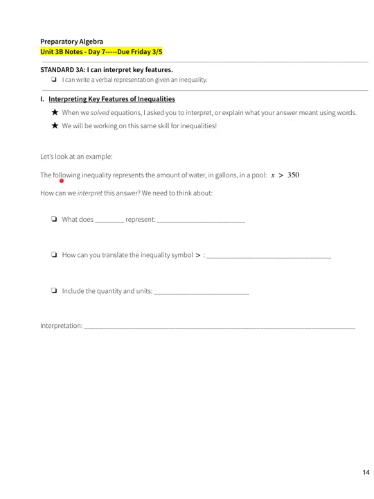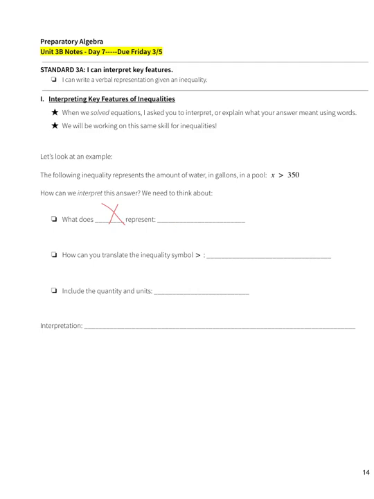So when we look here, the following inequality represents the amount of water in gallons in a pool. X is greater than 350. So now we're going to practice interpreting our answer. So first we need to think about our variable. Our variable in this inequality is X. And what does X represent?